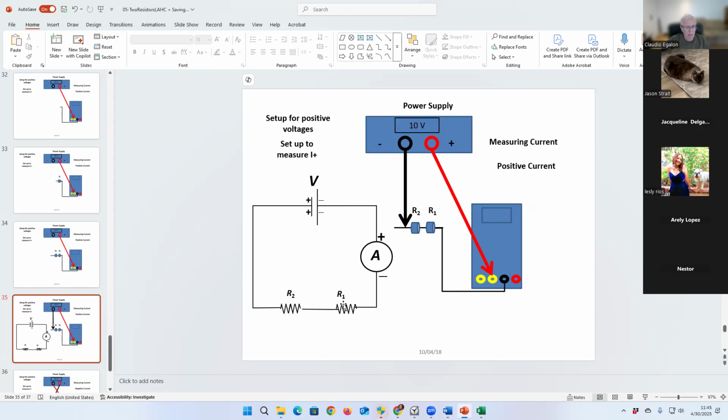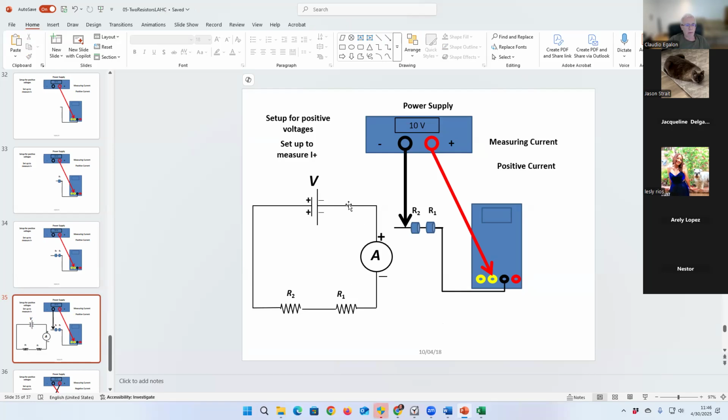Note that the ammeter is in series with the circuit. It's not in parallel. If you connect it in parallel, you can damage your multimeter. You're not going to damage it entirely because you have a little fuse there to protect the whole circuit. You're going to burn the fuse, which is far cheaper than the actual multimeter.